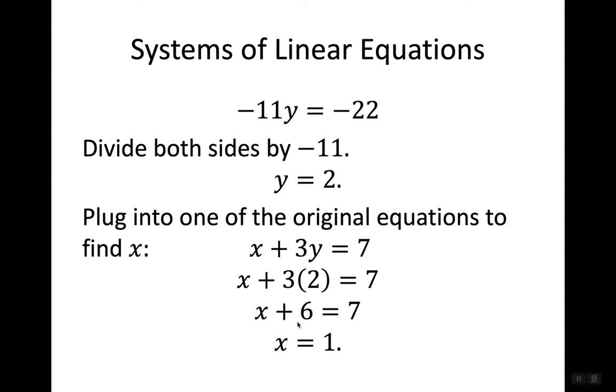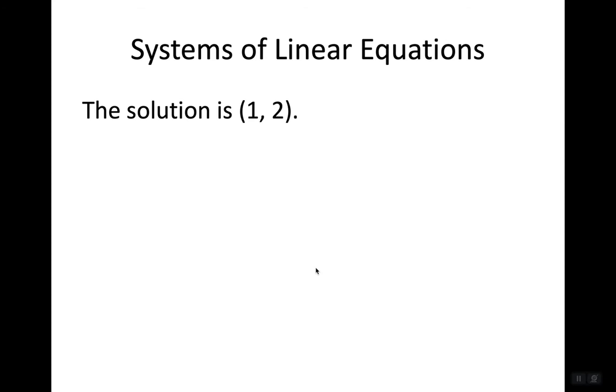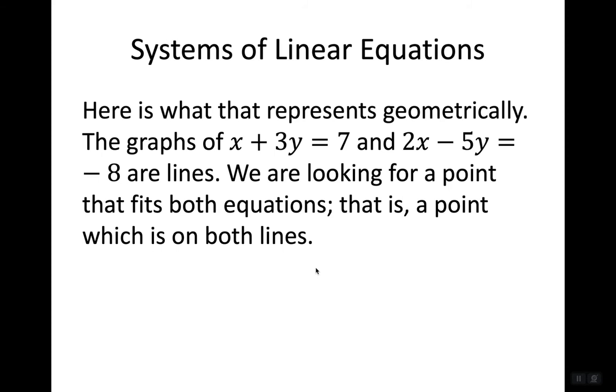Plug into one of the original equations to find x. x plus 3y equals 7, x plus 3 times 2 equals 7, x plus 6 equals 7, that means x equals 1. The solution is 1, 2. x equals 1, y equals 2. Here's what that represents geometrically. The graphs of x plus 3y equals 7 and 2x minus 5y equals negative 8 are lines. We are looking for a point that fits both equations. That is, a point which is on both lines.